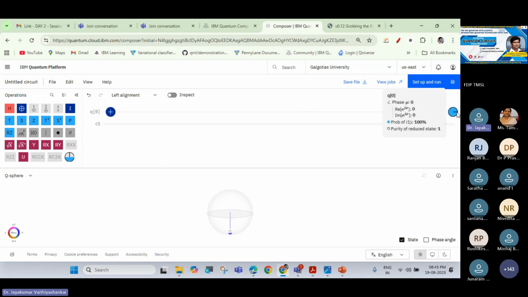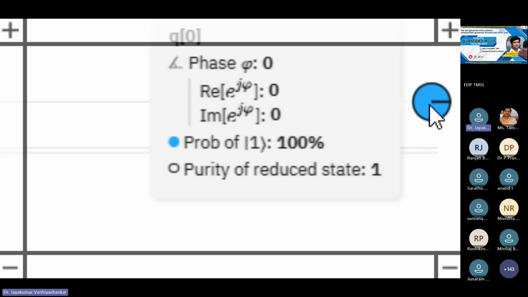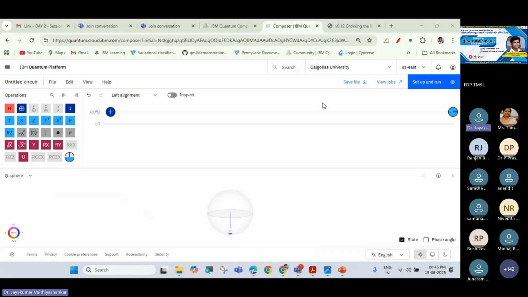So imagine you have a phase disk where you can see changes over here. Now your disk is turned into blue color. What is the probability of state 1? Now it is showing 100%. So this is how you can play with this Qiskit to do any changes.